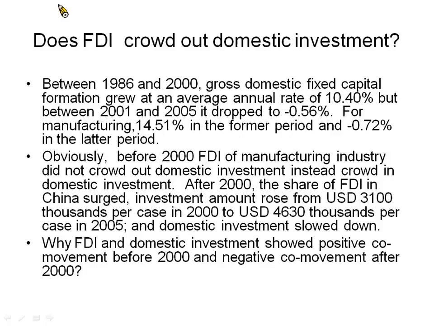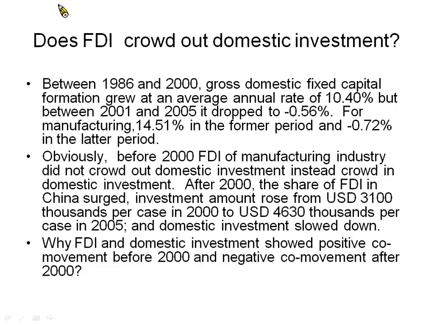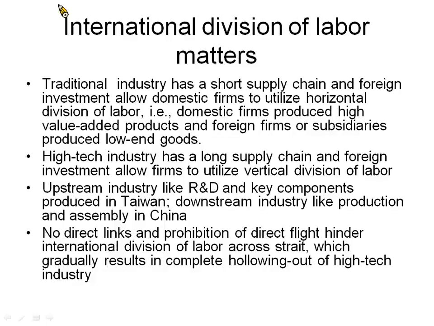And what will be the reason for this? The major reason is this international division of labor. Traditional industries in the early period of foreign direct investment had a short supply chain. And foreign investment allows domestic firms to utilize horizontal division of labor. Domestic firms produce high value-added products, and foreign firms or subsidiaries produce low-end products. So you have a different division of labor.